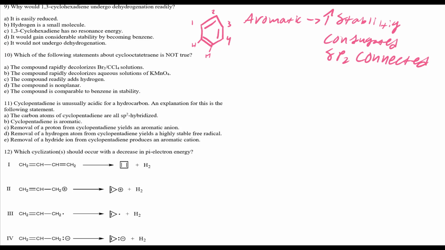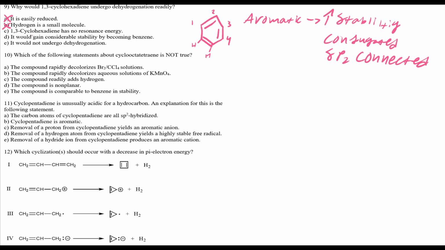So I don't know what it means by it's easily reduced. They're saying that it has something to do with the hydrogens, but that wouldn't make any sense, because reduction means that you have an increase of hydrogens. We actually lost hydrogens. We were actually oxidized. So that's false. Hydrogen is a small molecule. That's true, but it has nothing to do with it.